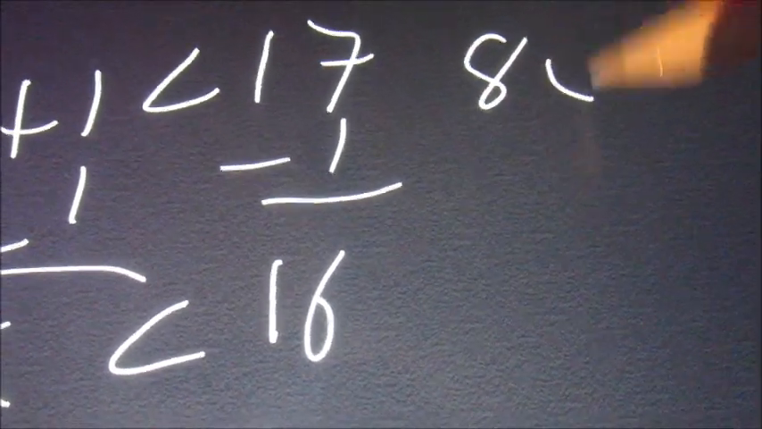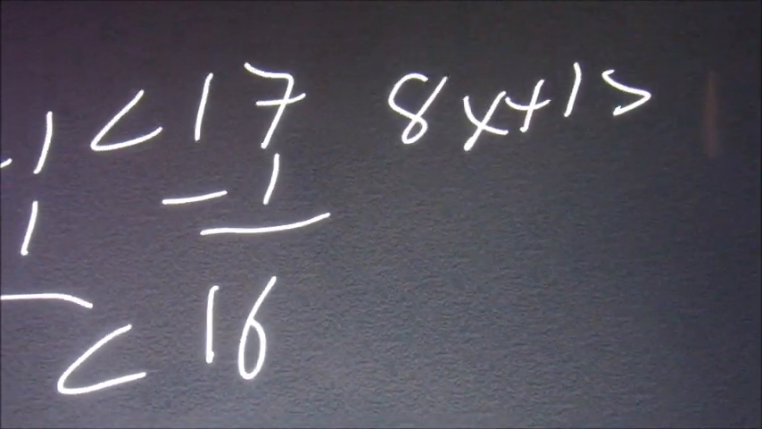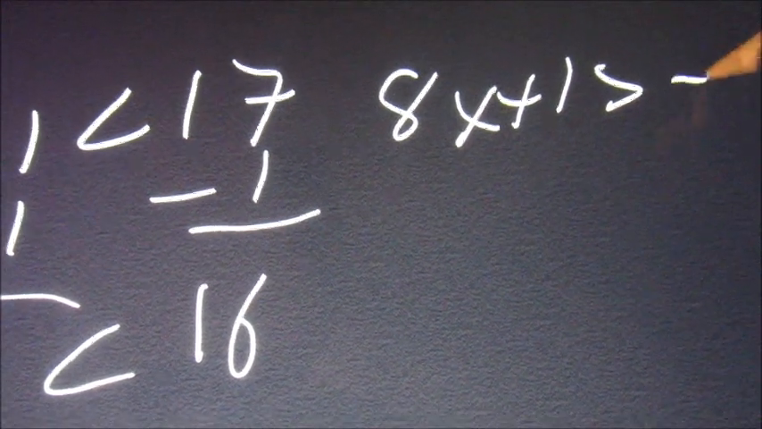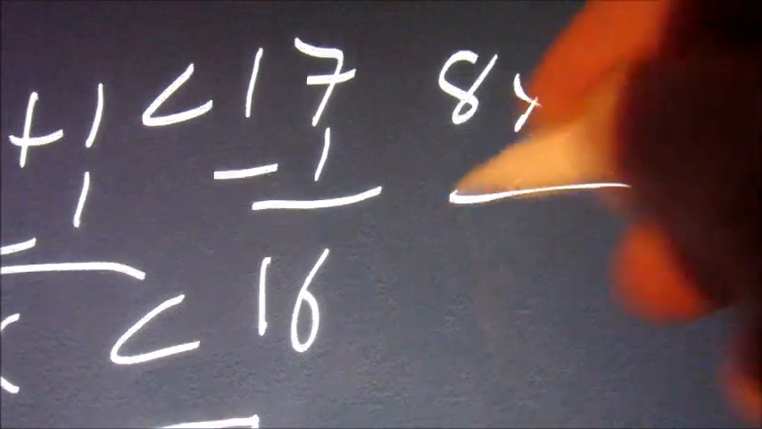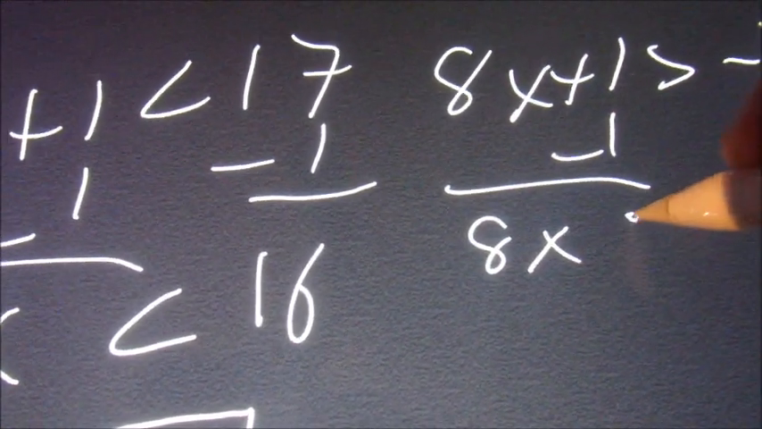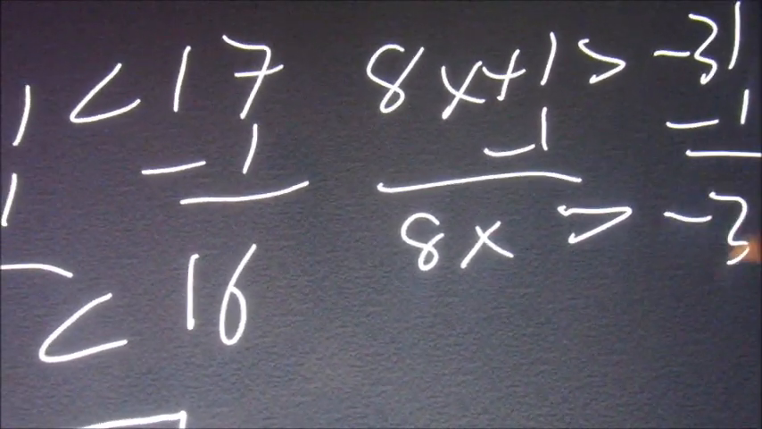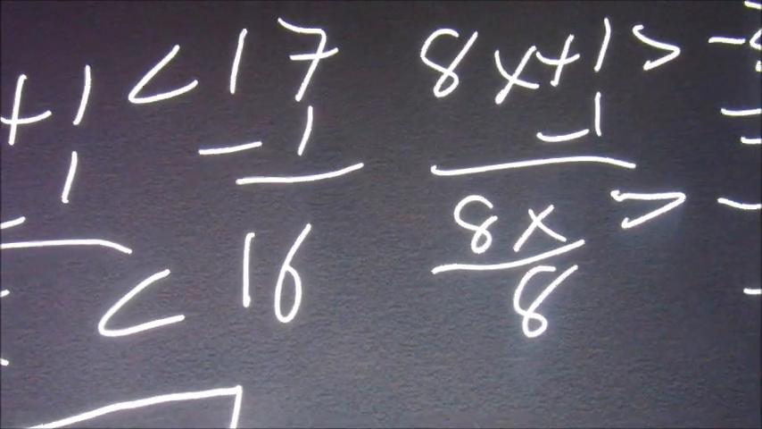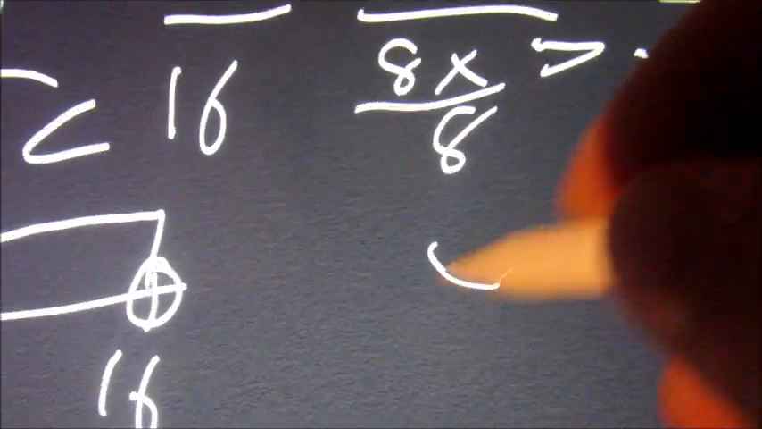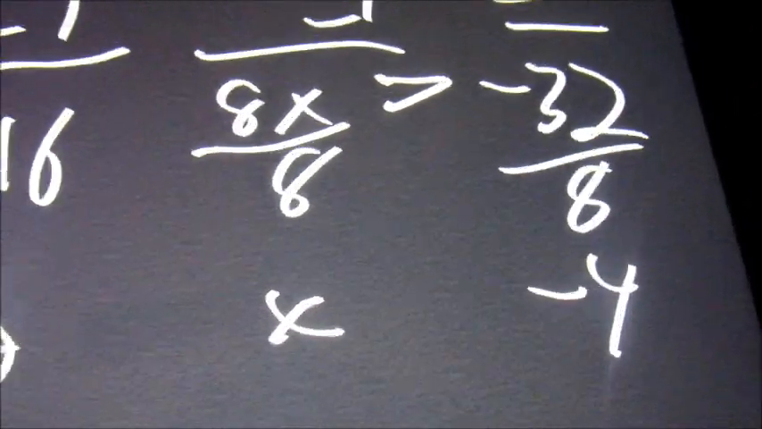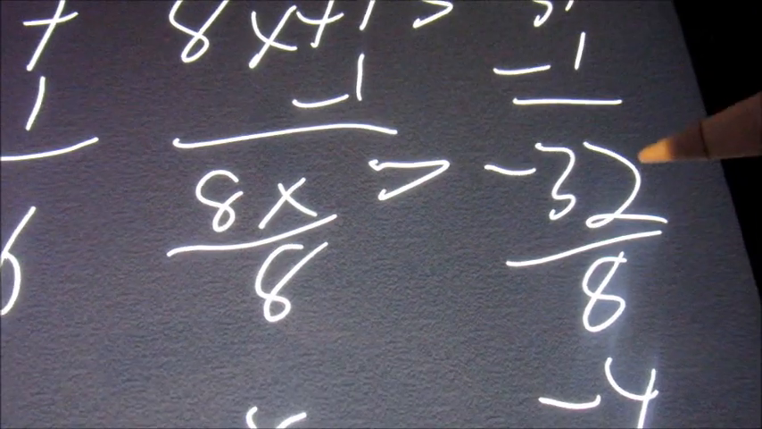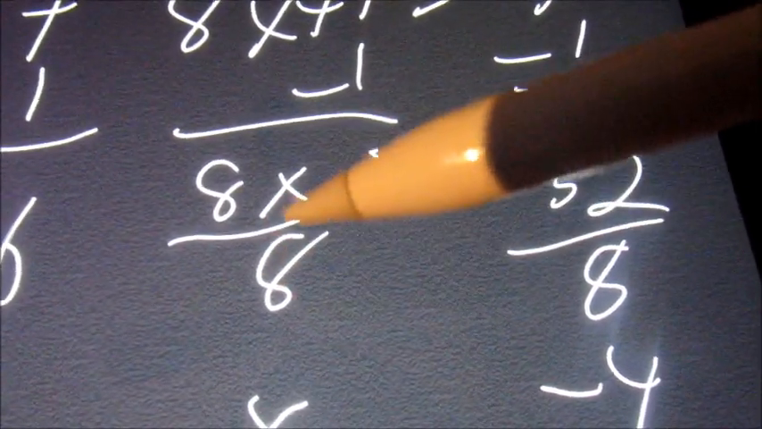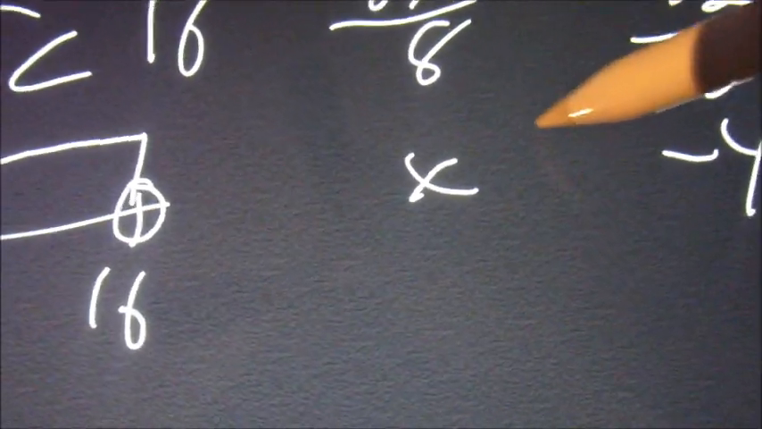Let's say we have 8x plus 1 is greater than negative 31. So I'll subtract 1 from both sides. We get 8x is greater than negative 32. Divide both sides by the 8. For x, here we're going to get a negative 4. Now this is one where you may get confused because there's a negative sign in here, but we're dividing by the positive. So we're going to keep the sign in the same direction.